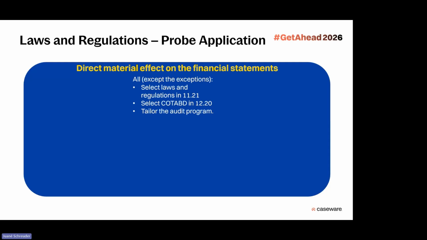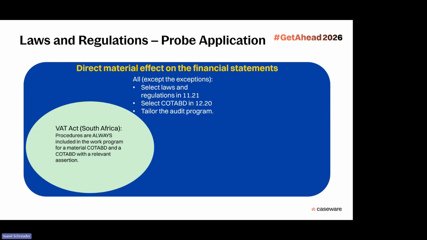That's the first thing. Then the second thing is, as with everything, it almost feels like a tax act. There are except-fors. There are exceptions. And so the first exception is, in a South African environment, the VAT Act. If you indicate in Trend 50 that the client is registered for VAT, the procedures for testing compliance, because that's what we have to do with a direct material effect on the financials, we have to test compliance, we have to have audit procedures. So the procedures for testing VAT compliance will be in the work programs with material classes of transactions, account balances and disclosures.